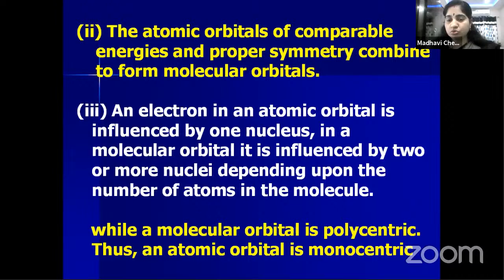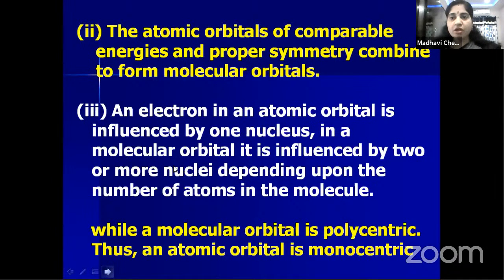If it is formed due to three atoms, then three centers will be present. Four atoms, if it is formed, then four centers will be present. That's why molecular orbital is polycentric, whereas atomic orbital is monocentric.